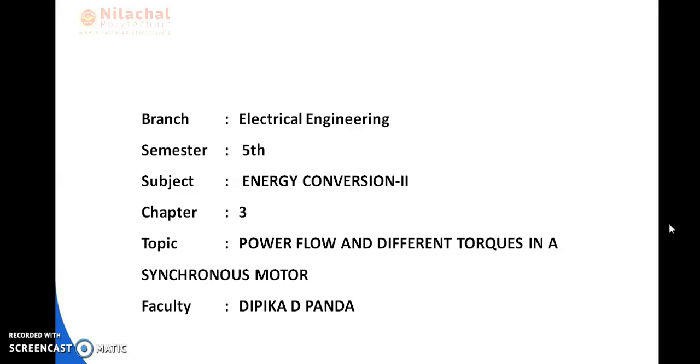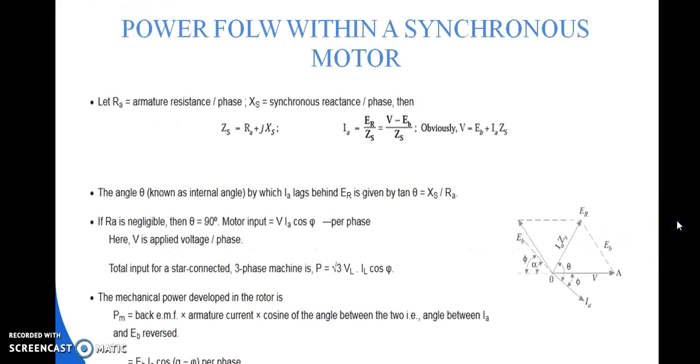We are doing chapter 3, that is synchronous motor, and today's topic for discussion is power flow and different torques in a synchronous motor. So coming to the power flow within a synchronous motor, let Ra be the armature resistance per phase, Xs the synchronous reactance per phase of the synchronous motor.